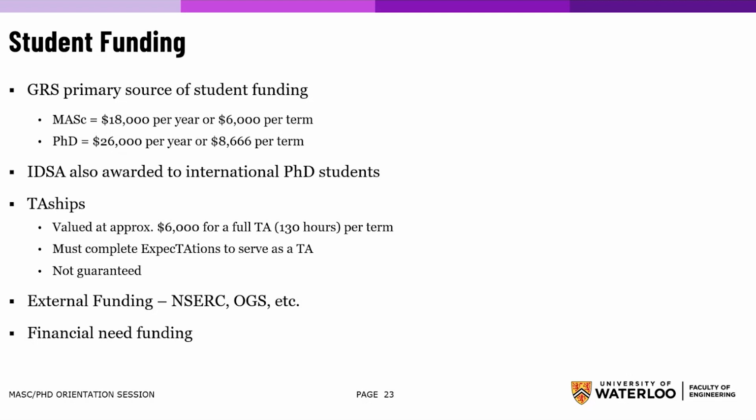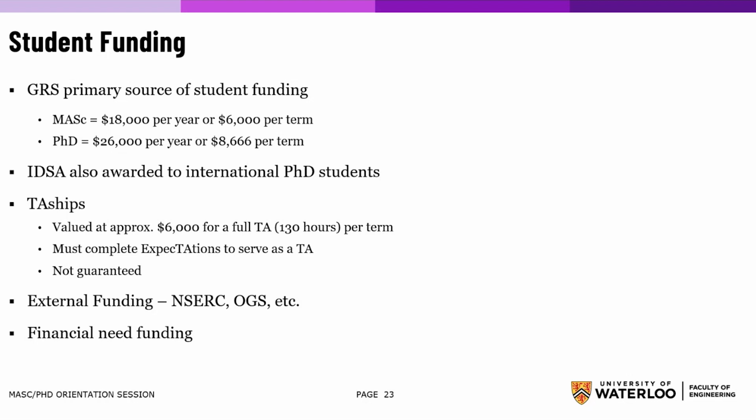And then, of course, we have TA-ships. TA-ships are a great way in engineering to subsidize your GRS. In other departments or in other faculties, GRS is part of your guaranteed minimum funding. It would be part of that $18,000, but in engineering, it's on top of that. So they're valued at approximately $6,000 per term for a full TA-ship, which is 130 hours.